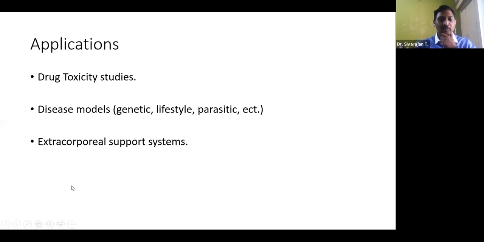Disease models, again, when you talk about parasites, for example the malaria parasite, or even today the coronavirus, you need a system to study them. How do you do it? If you have a model system like a model lung or a model liver, they will become a medium to study the diseases. Also, you can use the organoids to create extracorporeal support systems like a liver dialysis system, which can be present outside the body of the patient, and blood can be circulated and it will function as a liver.